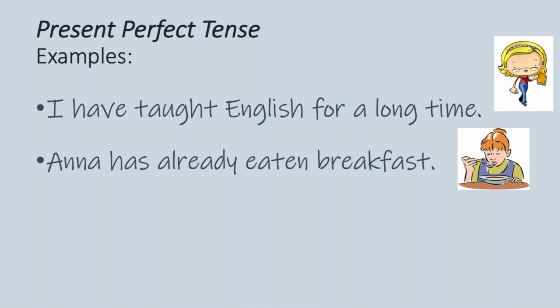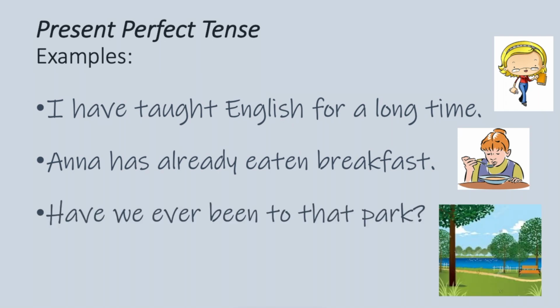Here's a question that uses the present perfect. Have we ever been to that park? If you're like me, you might tend to forget things sometimes. Maybe you see a park on a map, but you're not sure if you've been to that exact park before. So you ask your friend, have we ever been to that park? If you're confused about having to use the past participle with the present perfect verb tense, let me try to clear that up for you.